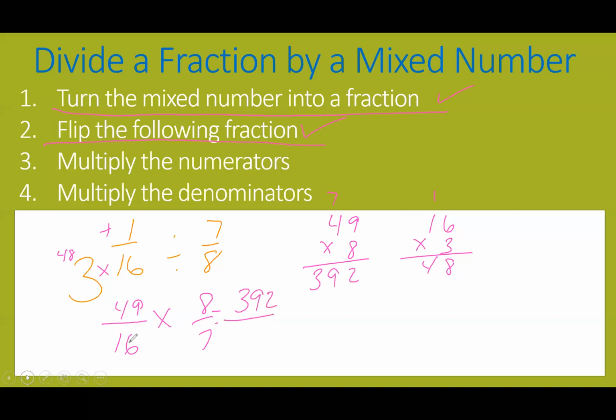And then 16 times 7. 6 times 7 is 42. 7, 8, 9, 10, 11, 112. 392 over 112 is the answer. Is that the answer you got?